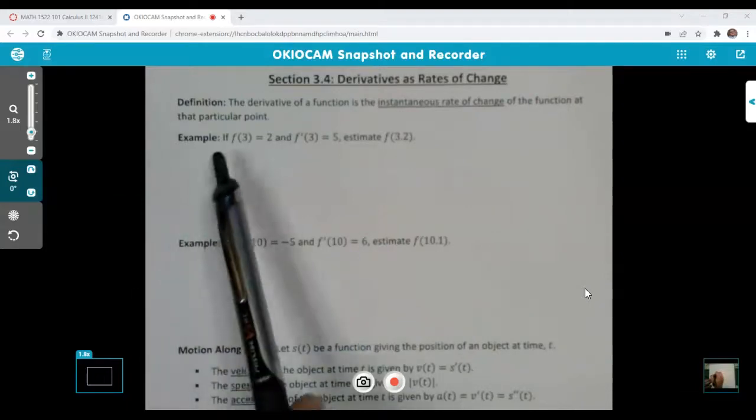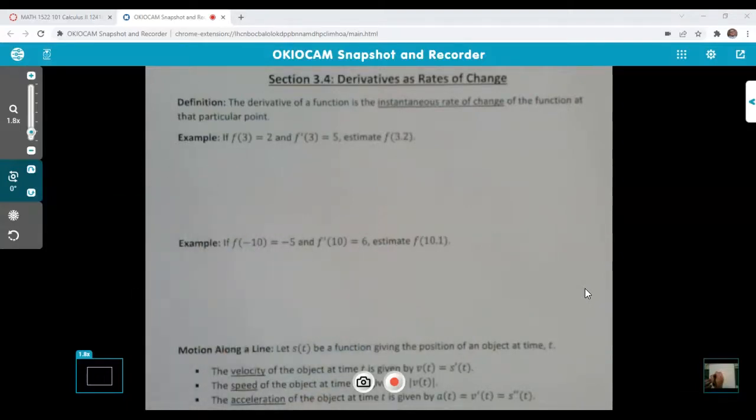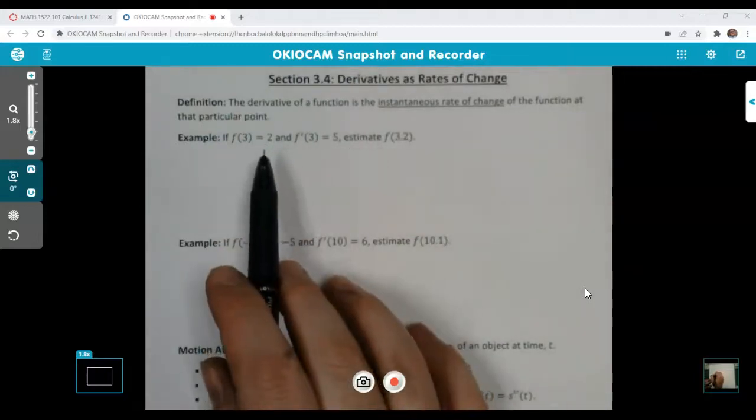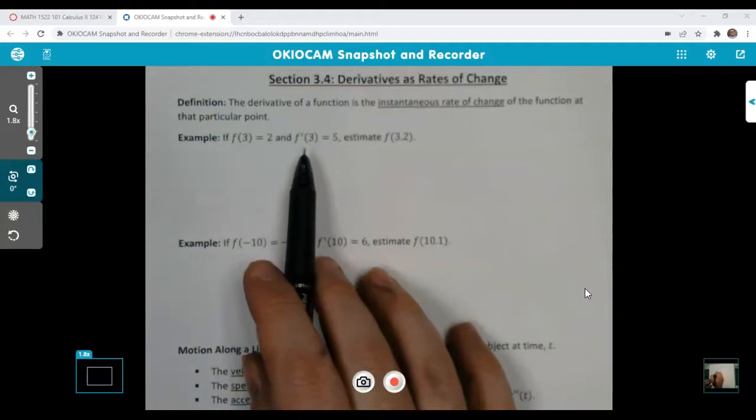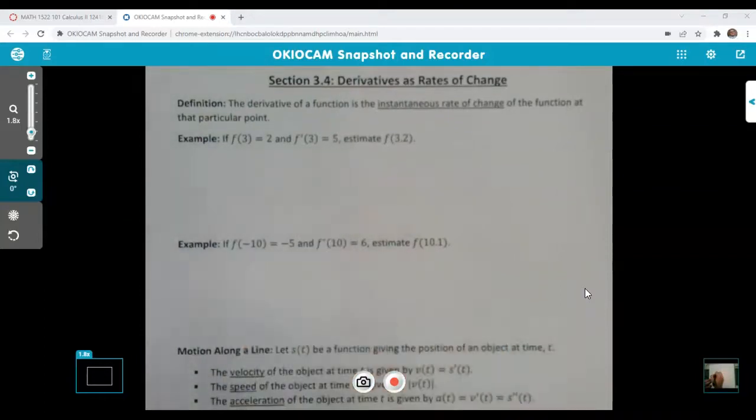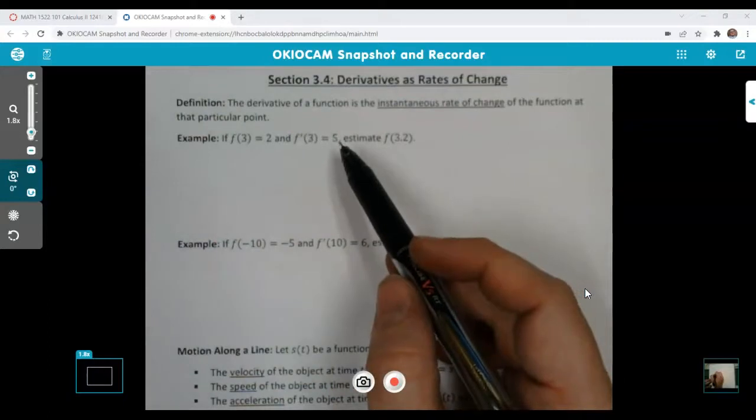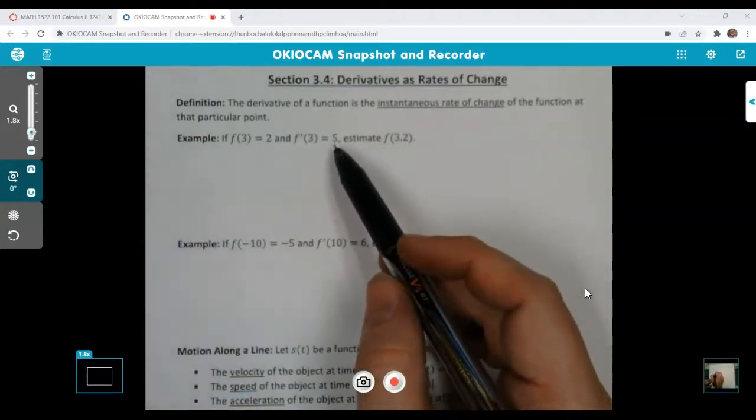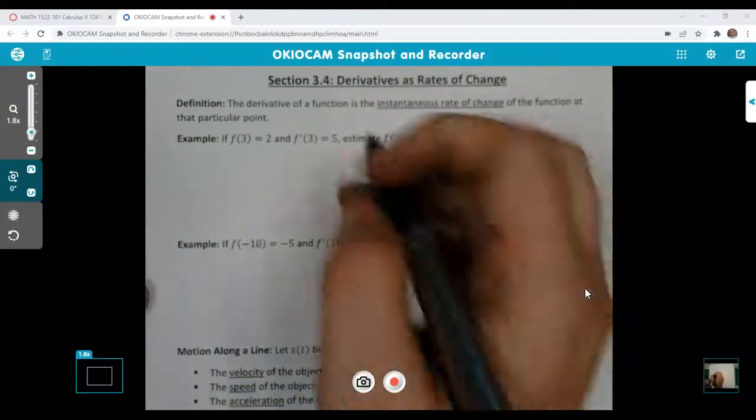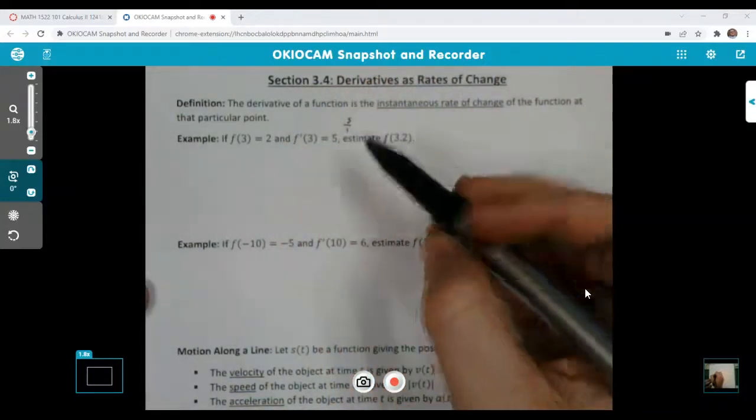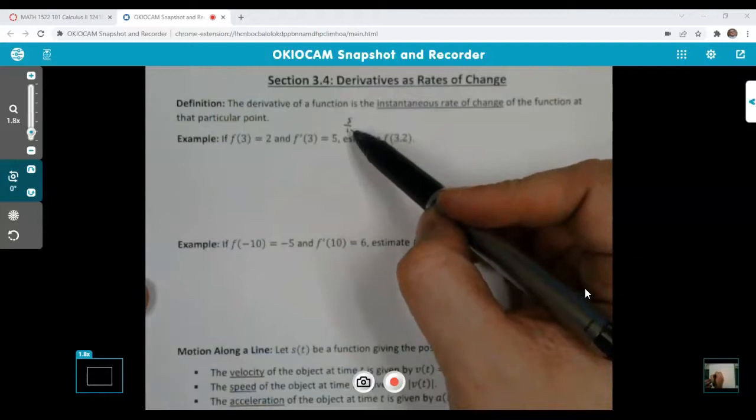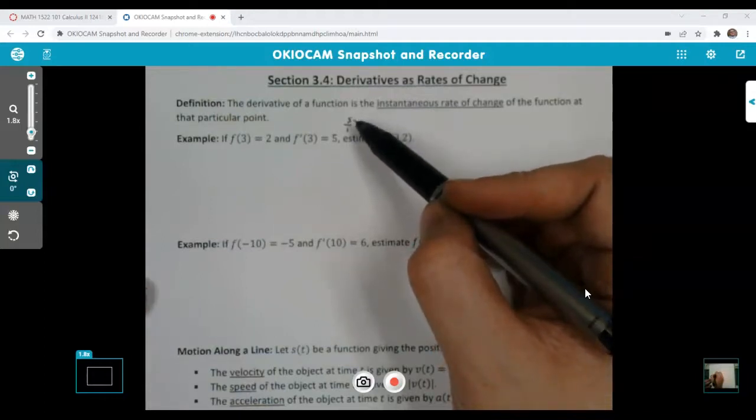Okay, so like right here, example. If f of 3 is equal to 2 and f prime of 3 is equal to 5, then let's estimate f of 3.2. Okay, so I know that f of 3 is equal to 2, and I know the rate of change at that point is equal to 5. Remember, the rate of change is how y is going to change as I change the x. So having a slope equal to 5, remember I can write 5 as like 5 over 1, and so this means as my x goes up by 1, my y is going to go up by the 5, right?